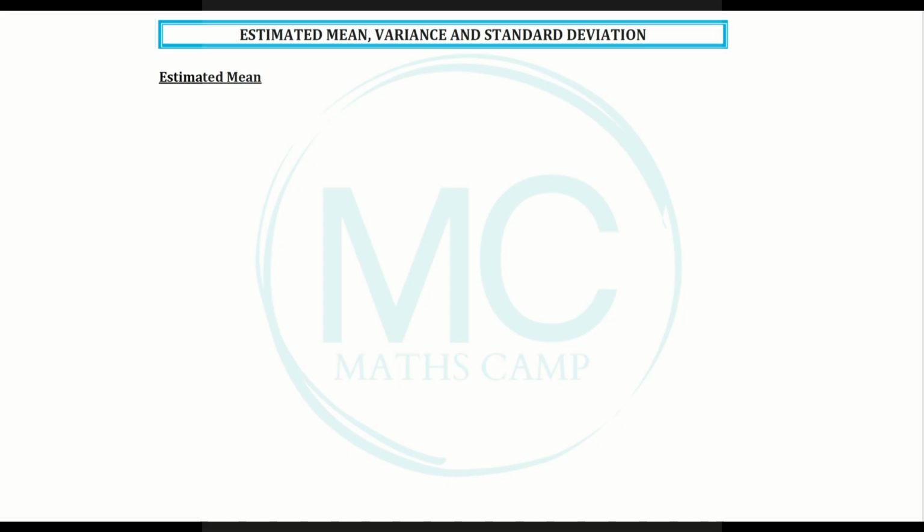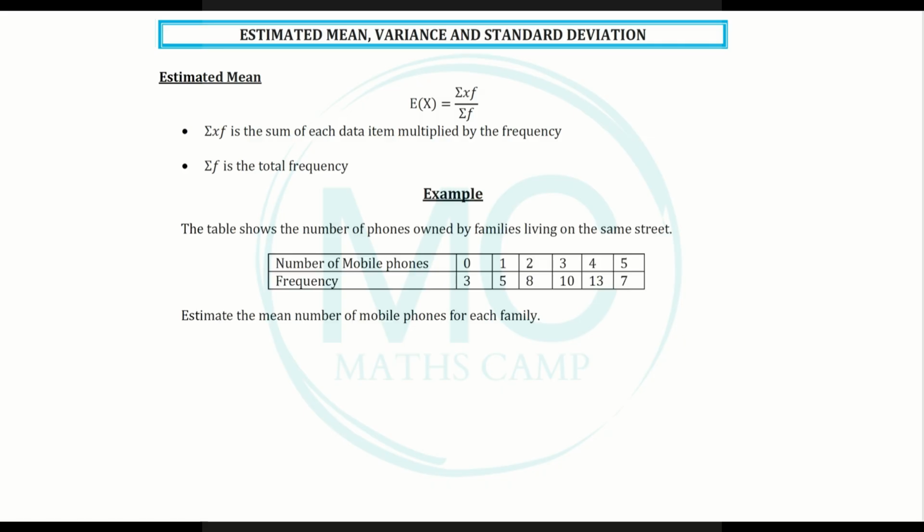We call the estimated mean E(X), and to find the mean, we can use the following formula. Here, sigma xf is the sum of the data item multiplied by its frequency, and sigma f is the total frequency. So let's look at an example. The table shows the number of phones owned by families living on the same street. Estimate the mean number of mobile phones for each family.